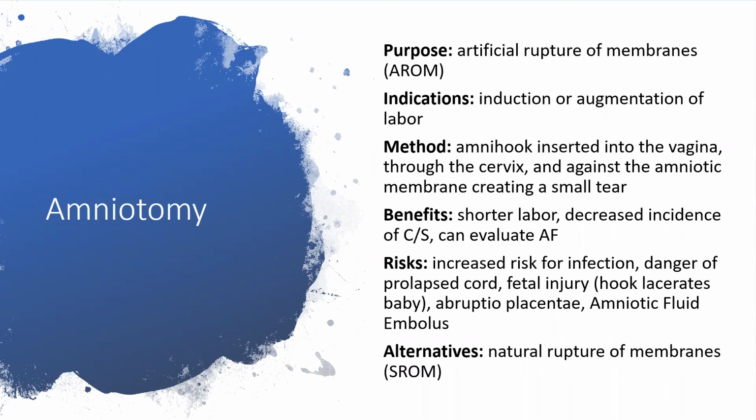Okay, amniotomy. Purpose of this would be an artificial rupture of membranes. Indications are an induction or augmentation. We now know what those words are: the starting or continuation of the laboring process. The method is an amnio hook is inserted into the vagina through the cervix and against the amniotic membrane, creating a small tear. The benefits of this would be a shorter labor, a decreased incidence of C-sections. Of course, we can even evaluate the amniotic fluid.